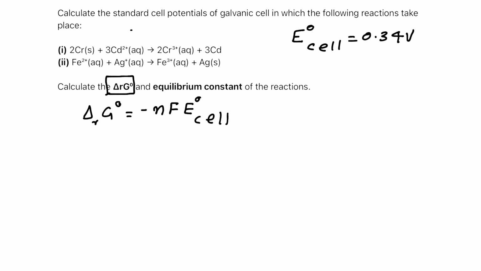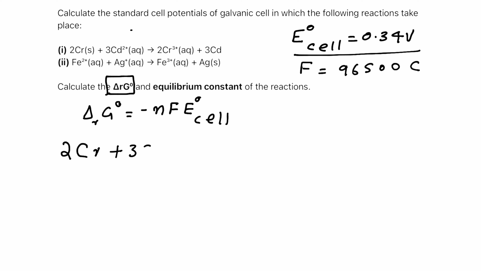Now you already know the E0 cell value. The F value you already know, right? 96500 coulomb. That is something you are supposed to learn by heart. Then for finding the n value, rewrite the equation: 2Cr + 3Cd2+ gives 2Cr3+ + 3Cd. In the question they have already given the balanced equation.